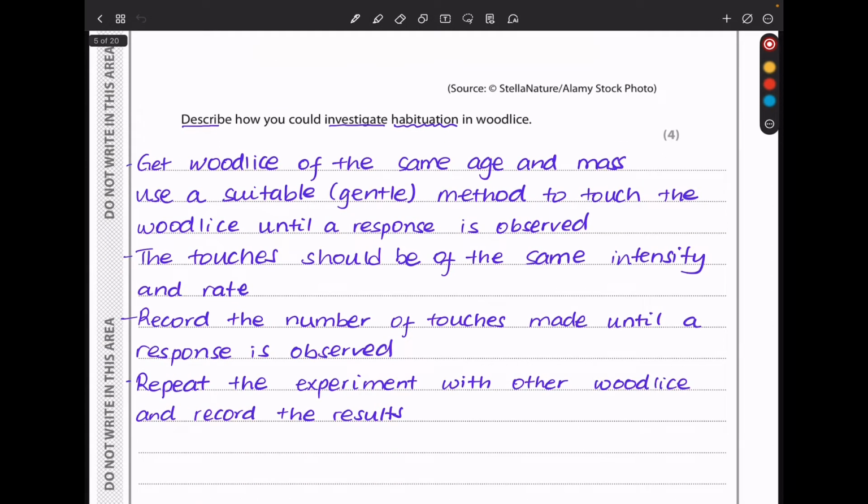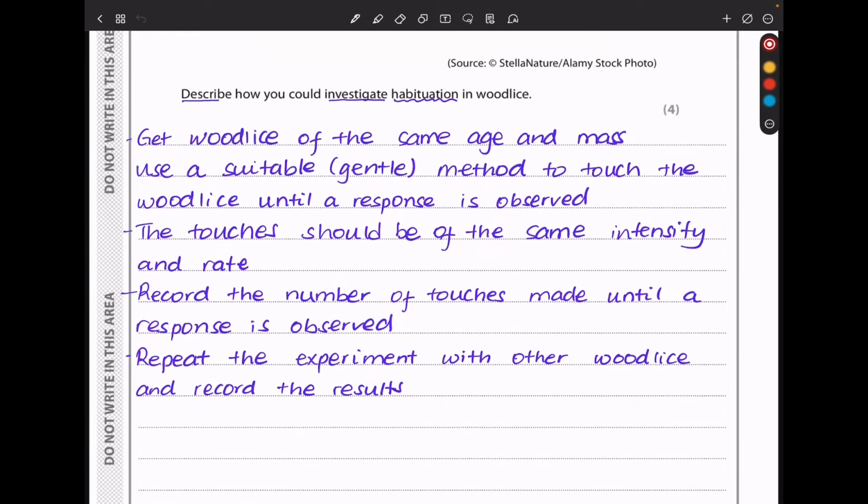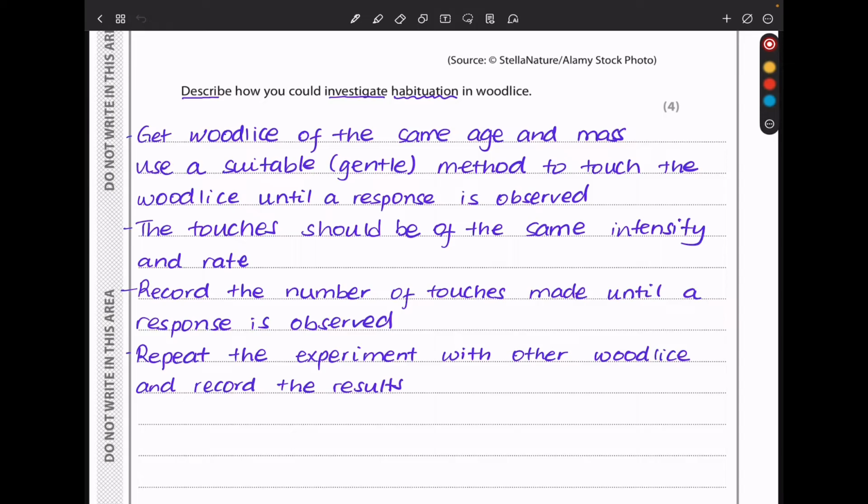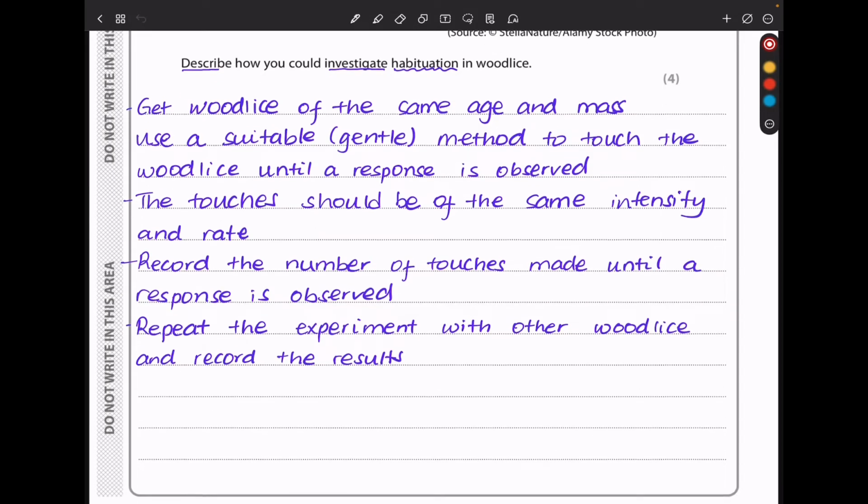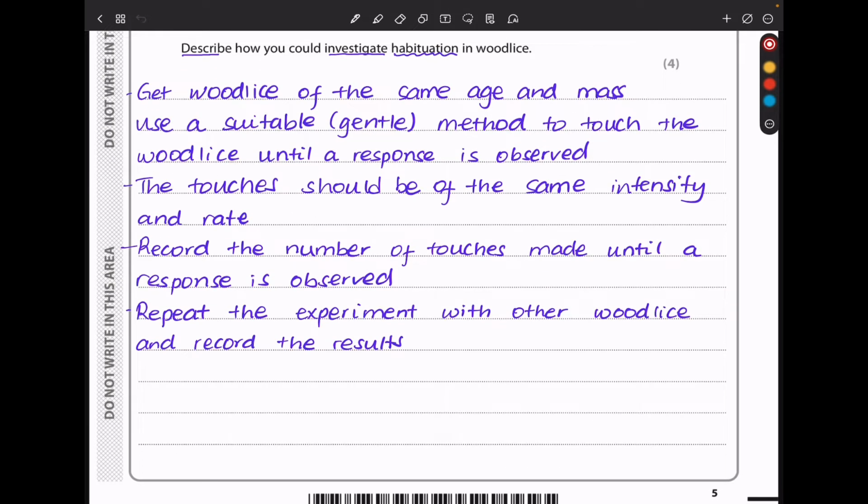So I said get woodlice of the same age and mass. Use a suitable, gentle method to touch the woodlice until a response is observed. The touches should be of the same intensity as well as rate. Then we record the number of touches made until the response is observed. You repeat the experiment with other woodlice and record the results.